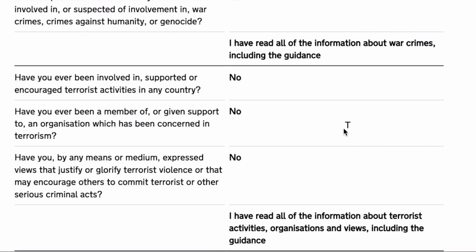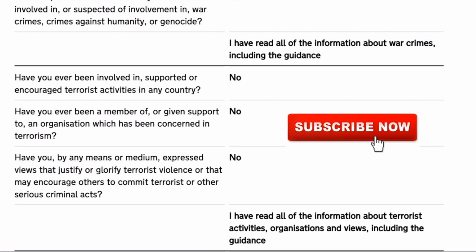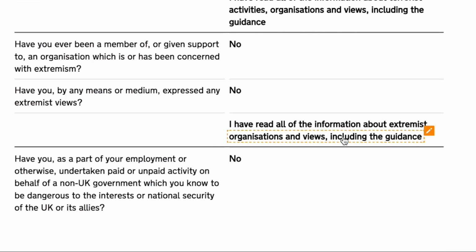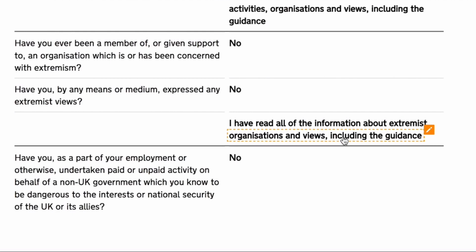So these are basically questions where they want to know whether you are involved in any terrorist activities, and they strictly don't want such people to enter the UK. They want to check this before making a decision, and they want the applicant to be truthful while making this application. Have you ever been a member of or given support to an organization which is or has been considered extremist? No.